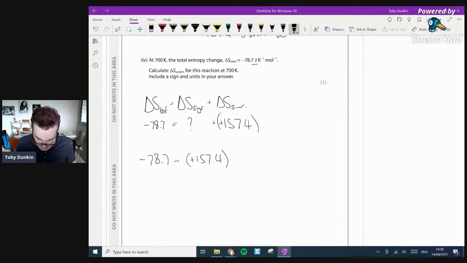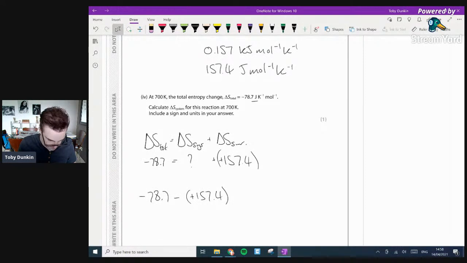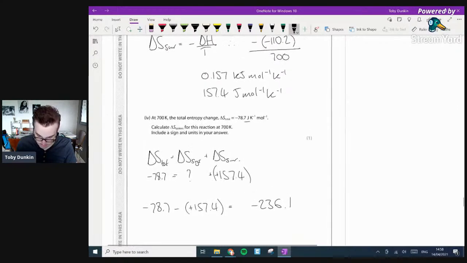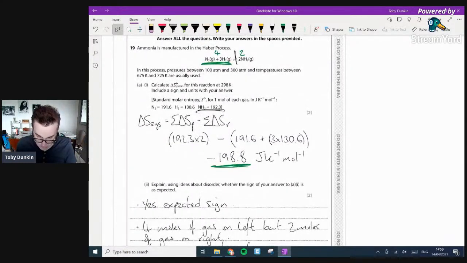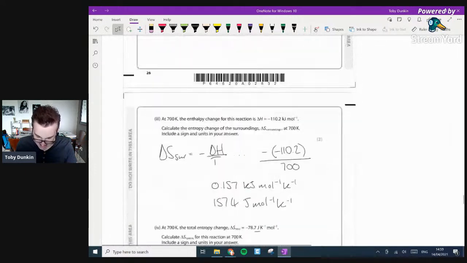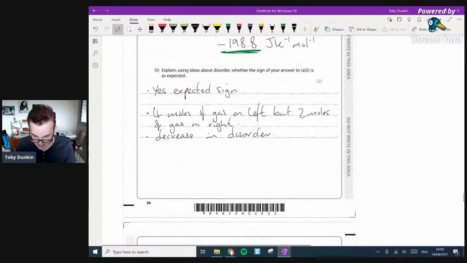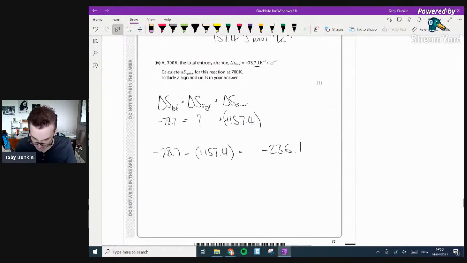So let's have a look at it. Right, running through my calculator, and I'm in joules, which is good. It's minus 78.7 minus brackets plus 157.4, close brackets. So I get a total of minus 236.1. Okay, so the system is very negative. So it has dropped a little bit, but look at that, it's dropped by 40 joules per mole at an increase to 700. I've got to include my units: joules per Kelvin per mole.